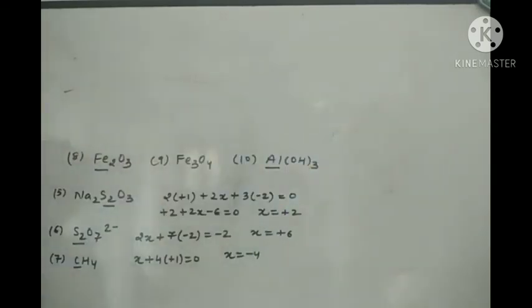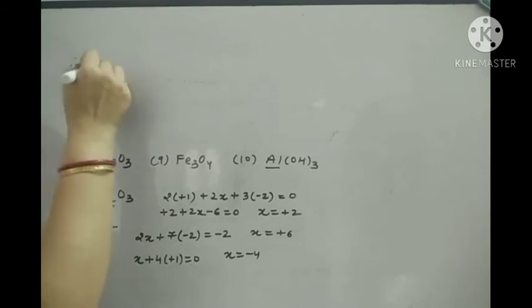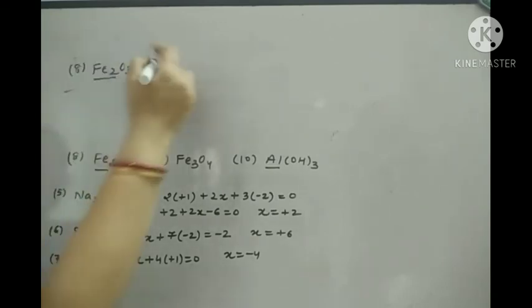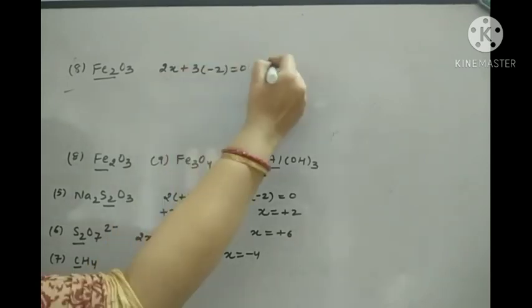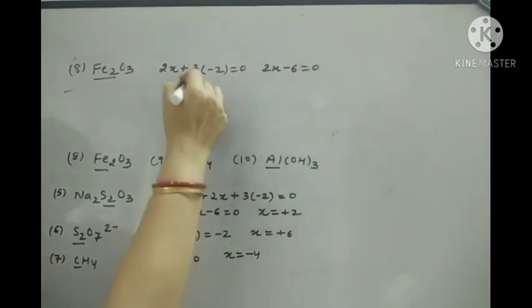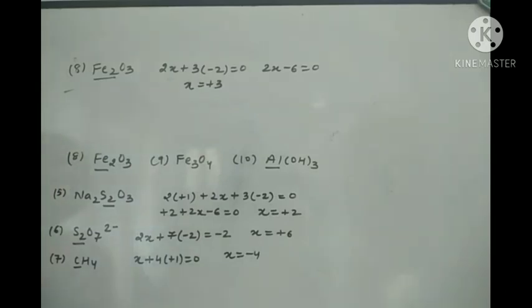So I am writing the question here, 8th question, Fe2O3. So it is 2x plus 3 into minus 2 equal to 0. 2x minus 6 equal to 0. So x equal to plus 3. So what is the oxidation state of iron here? It is plus 3.